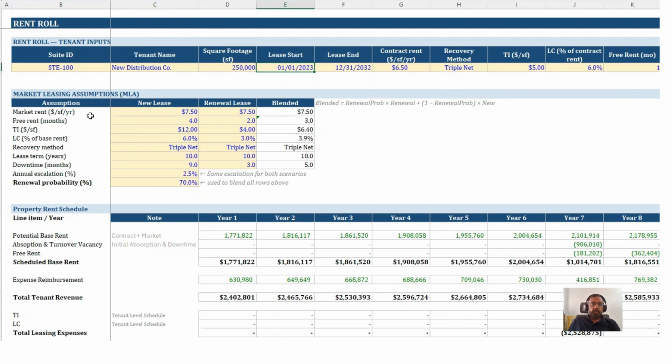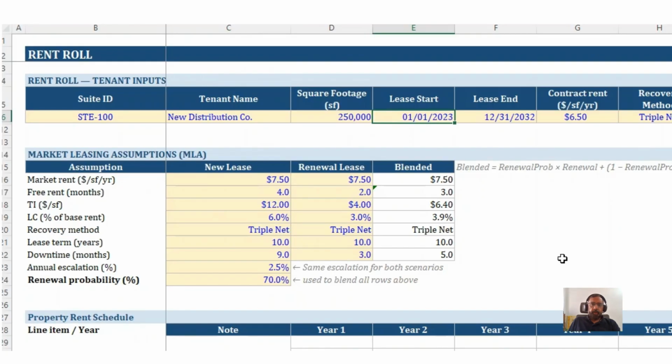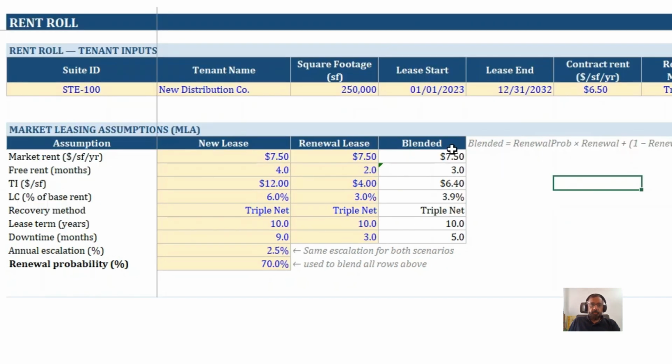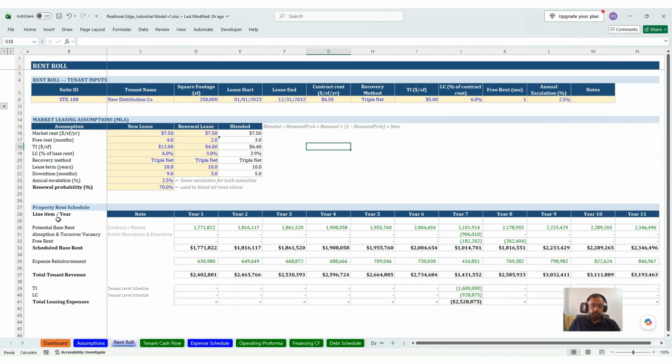Now, just below this, you have all the market leasing assumptions, which are related to the space, and a blended calculation based on the renewal probability. This blended calculation will be used throughout the model for calculation and not the original new lease or renewal lease inputs. Down below, you have a property rent schedule, which has all the key line items starting from potential base rent, scheduled base rent, expense reimbursement, and the TILC linked with this space.